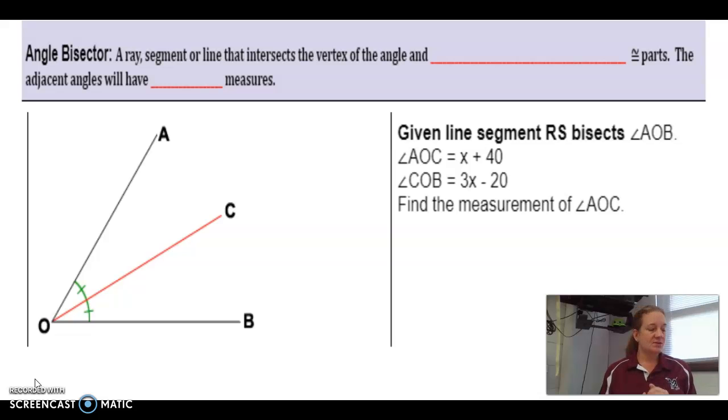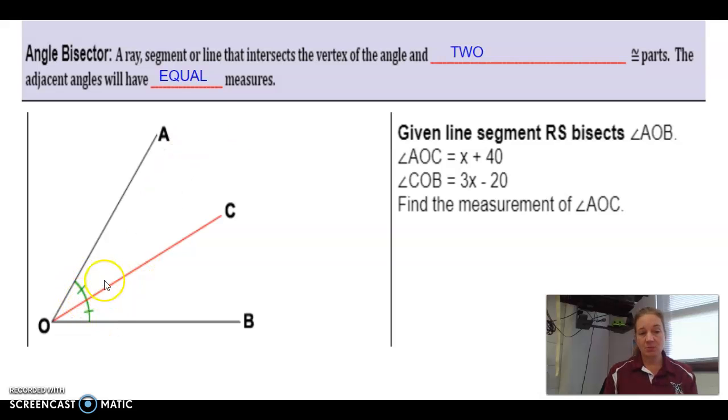Okay, so this is the last part of your notes today, an angle bisector. Now, we've already talked about bisectors, right? In lesson 1, we talked about a midpoint. That's the middle. So the midpoint is a point in the middle of the line. A bisector is a line in the middle. So a midpoint is a point in the middle. A bisector is a line in the middle. So if it's an angle bisector, it is a ray or a segment or line that intersects the vertex of an angle and creates two congruent parts. The adjacent angles will have equal measurements.